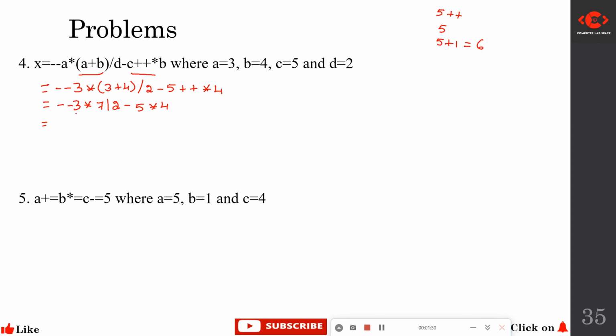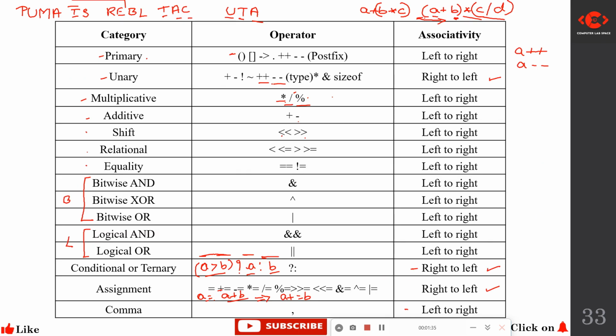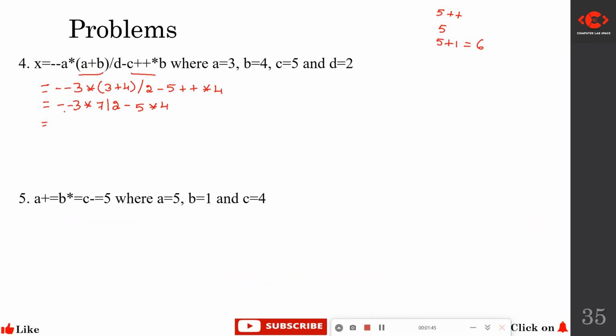Yes, then minus minus 3, the next priority. If you look at the precedence table, the next priority you need to give for the, what is that? Unary operator, that is pre-increment and pre-decrement, right? So then we are going for multiplicative and additive. So just minus minus 3, since it is pre-decrement, pre-decrement means what? First you decrease the value, that means 2. Then you need to use this value only. So this becomes 2 into 7 by 2 minus 5 into 4.